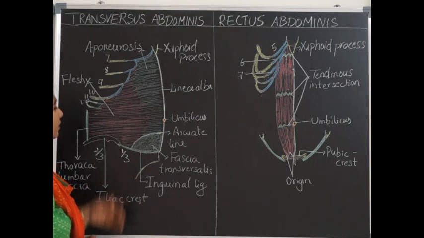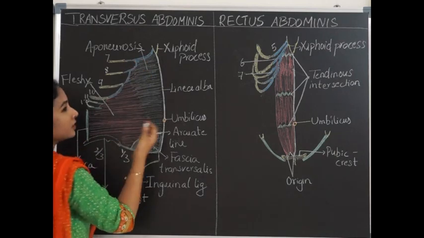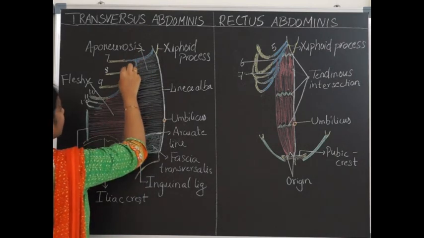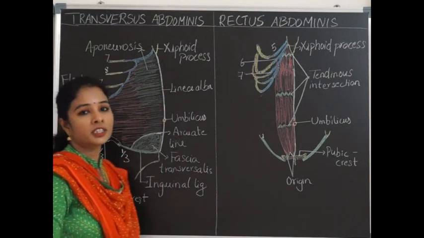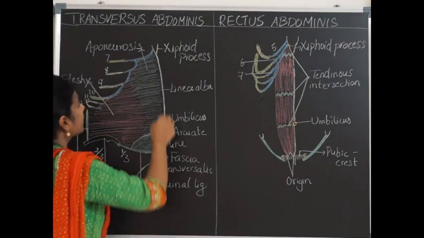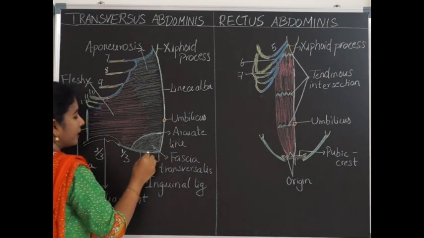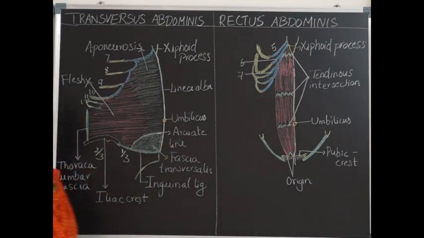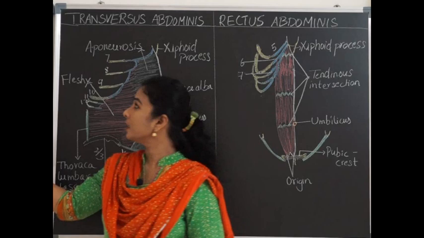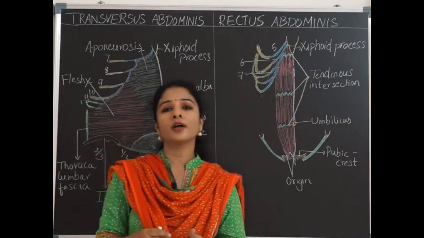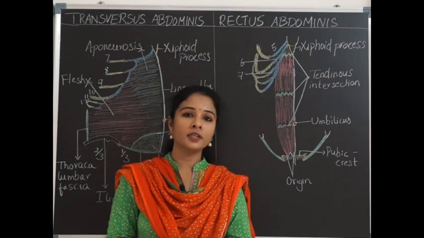It also gets origin from the inner surface of the costal cartilages of the 7th, 8th, 9th ribs, and it ends forming a flat aponeurosis which takes part in the formation of the rectus sheath, and it gets inserted to the xiphoid process, linea alba, pubic crest and pectineal line. So that is about the insertions, and the lower fibers of the transversus abdominis join with the internal oblique muscle fibers, that is, the lower part of the internal oblique and the lower part of the transversus abdominis join to form the conjoint tendon.